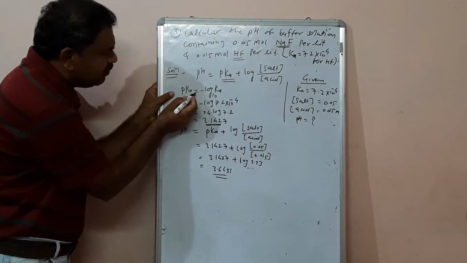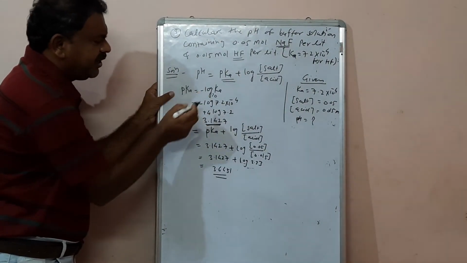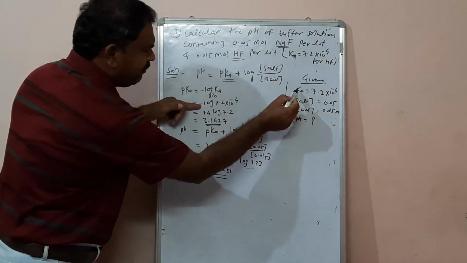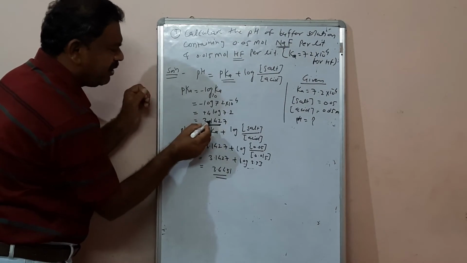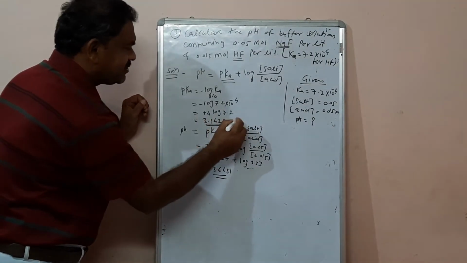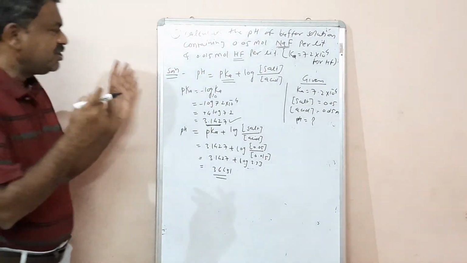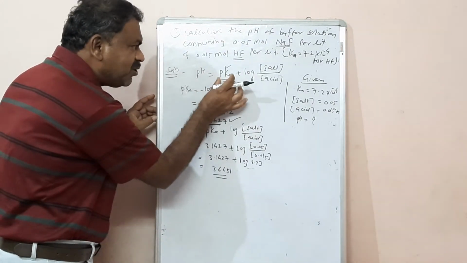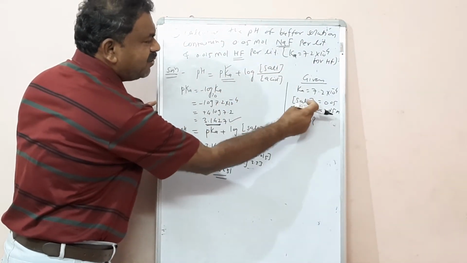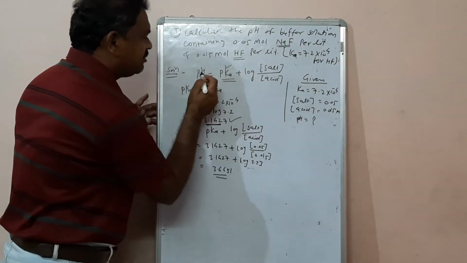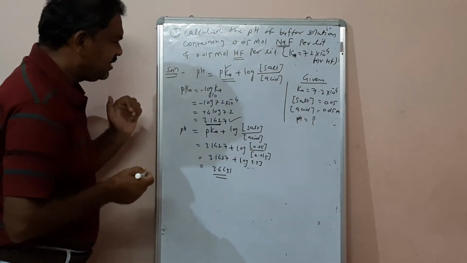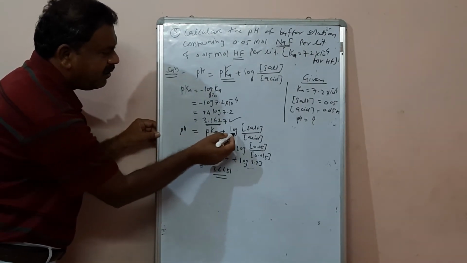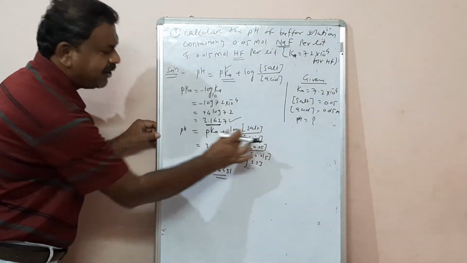So pKa is equal to negative logarithm of Ka, put the value: negative logarithm of 7.2 × 10^-4, that is the value of Ka, and that is equal to 3.1427. That is the first answer, the pKa. And once you know the pKa, calculate the pH, because the pKa is known, the molar concentration of salt is known, and the molar concentration of acid is known. Put the value and calculate the pH. Then pH equal to pKa plus log of molar concentration of salt divided by molar concentration of acid.